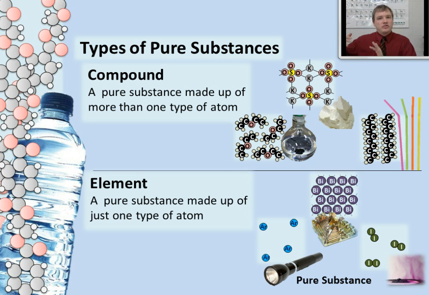And then the same is true of low-density polyethylene because it's made up of carbon and hydrogen atoms, two different types of atoms. Even though it's the same substance all the way throughout, it's still a compound and not an element because there's more than one type of atom. These are all pure substances, but elements have one type of atom, compounds have multiple types of atoms.